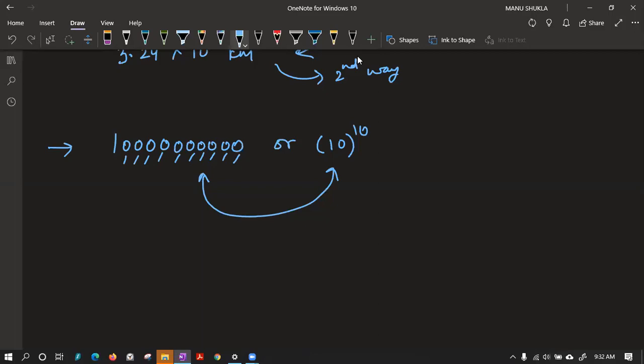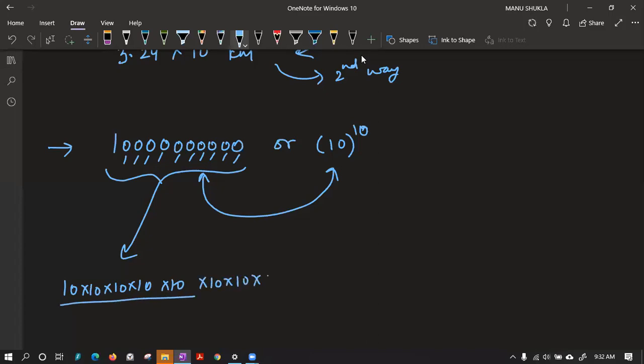Class, obviously the second way is easier for you, because in this the chances of mistake are very less. If you are dealing with numbers this large, the chances of mistake will increase. You have to just count, because you can say you have obtained this by 10 into 10 into 10 into 10, 5 times, then again 1, 2, 3, 4, 5.